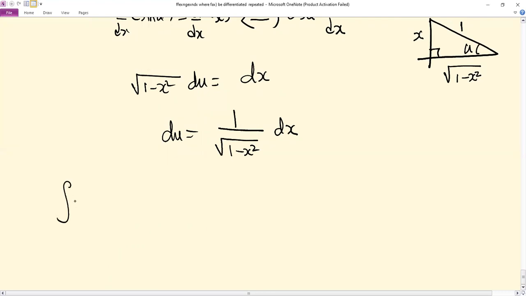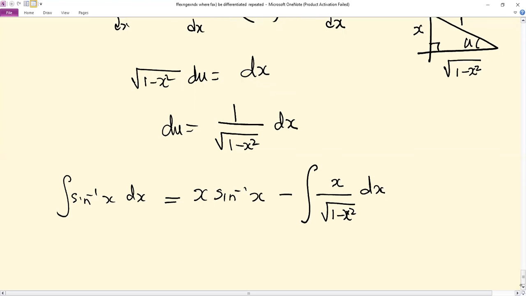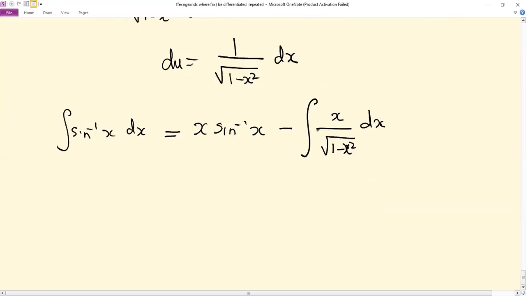Now the integral of sine inverse of x dx is uv minus integral of v du. So u we have said to be sine inverse of x, v we have gotten to be x, so it will be x sine inverse of x minus integral of v, which is x, and then du, which is 1 over square root of 1 minus x squared, dx. And this other part, we use the substitution method.